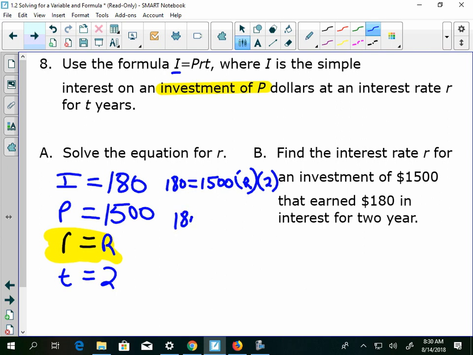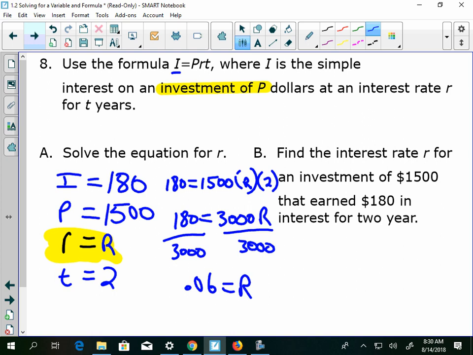180 equals 2 times 1,500, which is 3,000 R. Then I solve for R, dividing both sides by 3,000. So in your calculators, 180 divided by 3,000, what is it? The DSD button or the F to D? Did you get 0.06? It's your interest rate, so it should be a decimal. That's 6%.